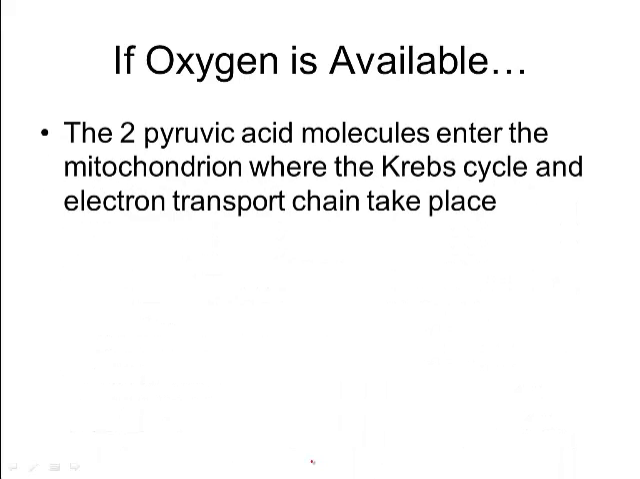Okay, so when there is available oxygen, the pyruvic acid molecules are going to enter the mitochondrion. And from there, we're going to go through 2 additional processing steps of these molecules. The first is called the Krebs cycle, and then the second is called the electron transport chain. But again, this is only if there is oxygen available. So this process is called aerobic respiration, because you have to have oxygen available. Then the pyruvic acid molecules can get into the mitochondria and do what they need to do.